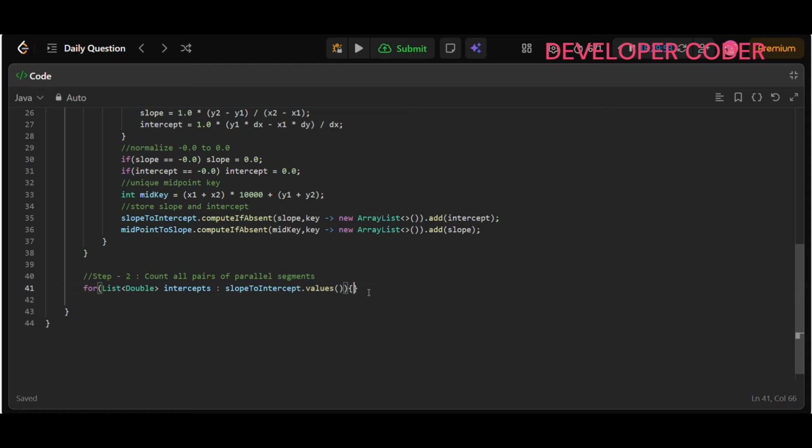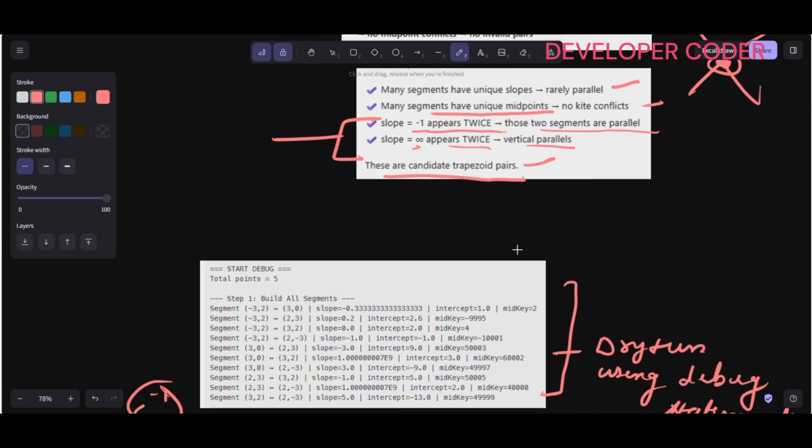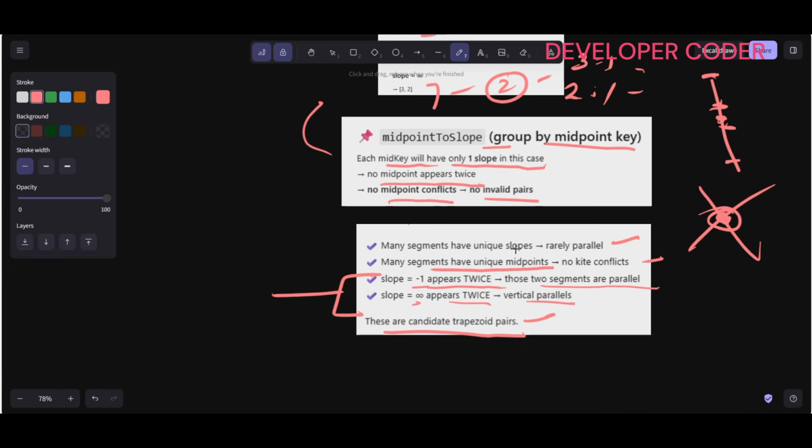Now if the number of intercepts, if intercepts dot size itself is equal to 1, right, then in that case we have to simply continue, right? Many segments have unique slopes, not parallel, and many segments have unique midpoints, so no conflicts, right?